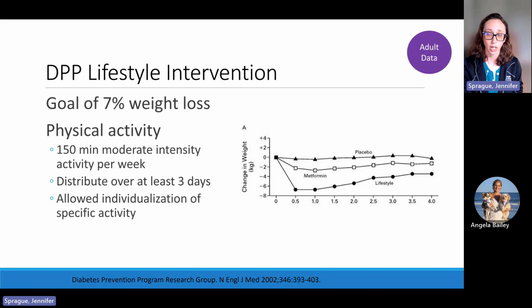It was a very frequent contact. These patients had to participate in physical activity at least 150 minutes a week over at least 3 days, and they did allow individualization. There were 3 arms to this trial, so there was placebo, patients treated with metformin, and patients who were treated with the lifestyle intervention. All of these participants had prediabetes.